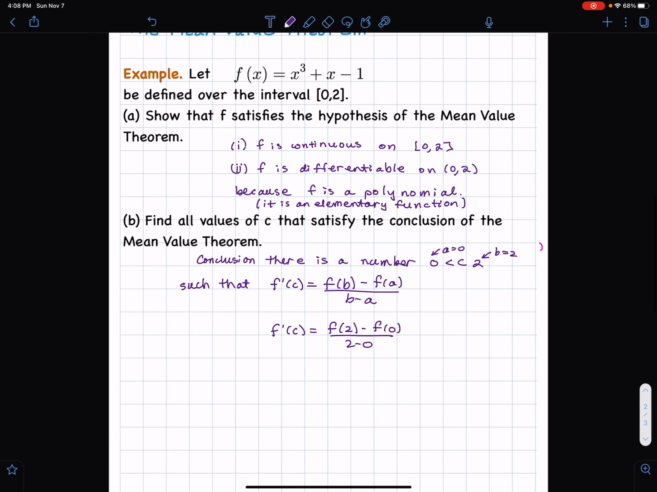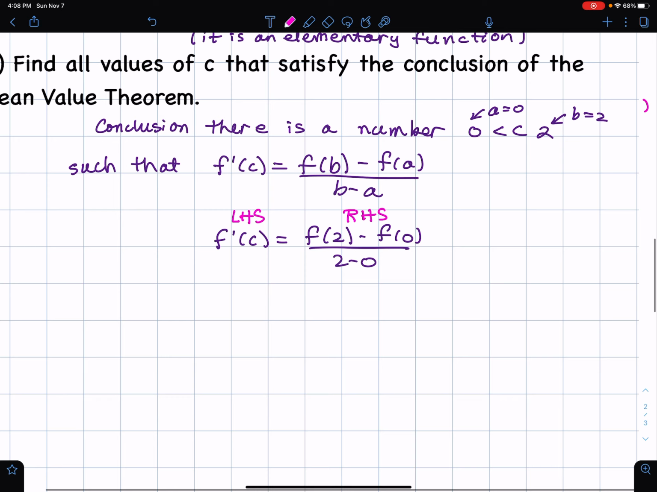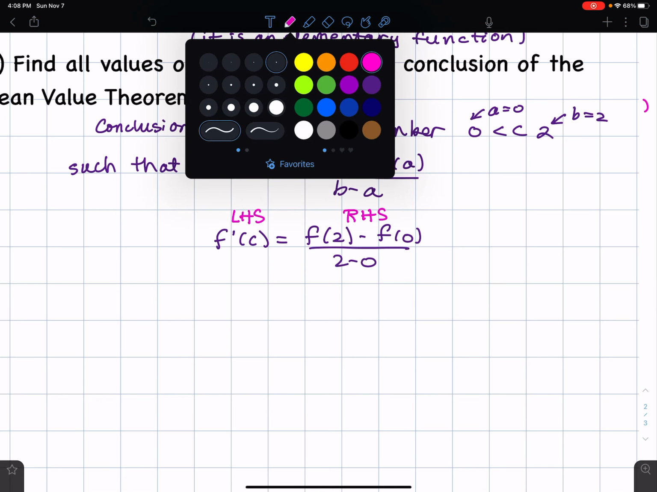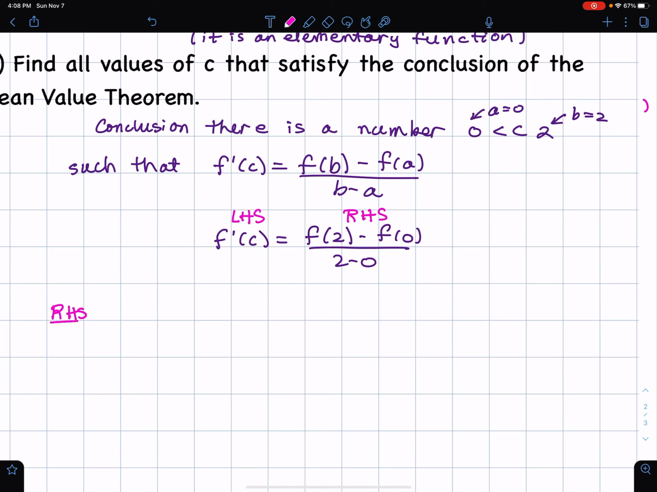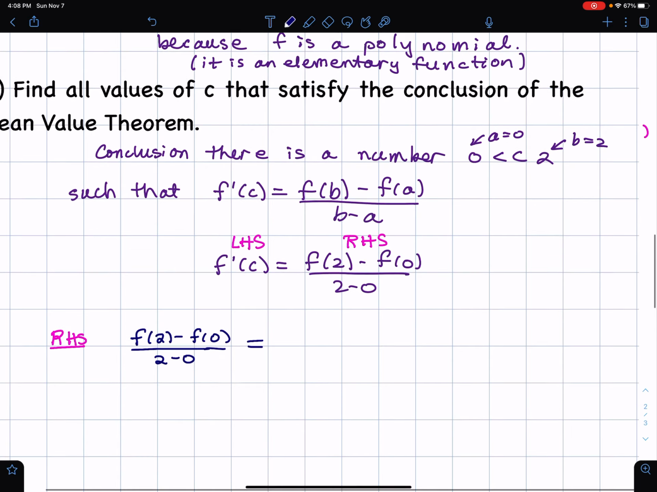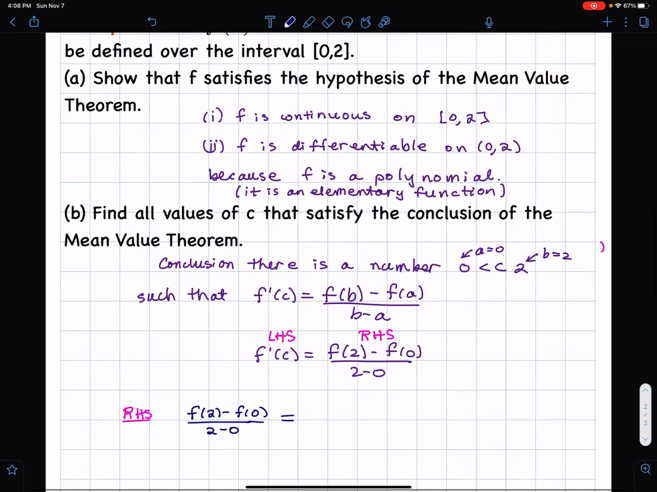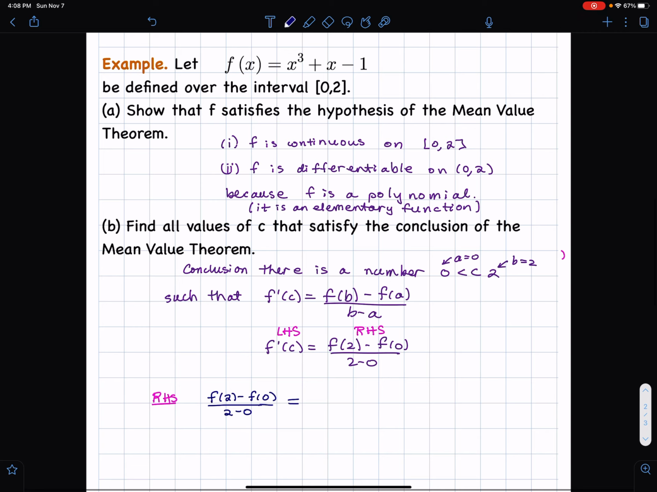All right, so I'm going to break this into pieces just to manage this better. I'll call this the left-hand side, and this is the right-hand side. LHS, RHS means left-hand side, right-hand side. So I'll do the RHS and start working on that. f of 2 minus f of 0 divided by 2 minus 0 is equal to what? Well, we have f given above. It's a little bit long, so I'm going to put parentheses. The denominator is the easy part. 2 minus 0 is just 2.